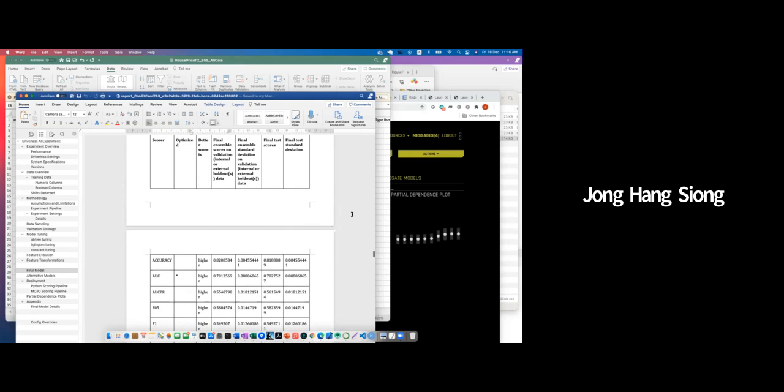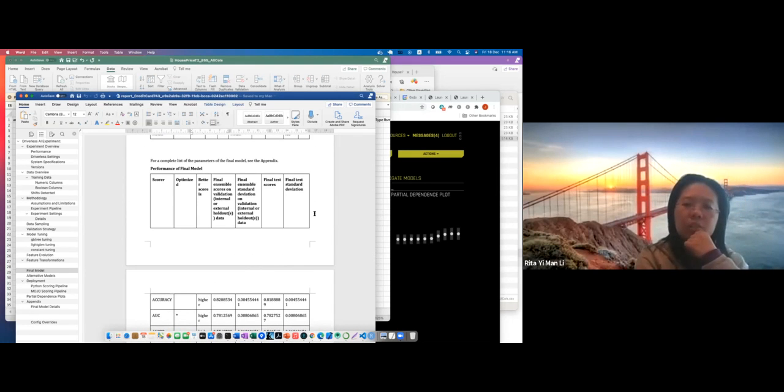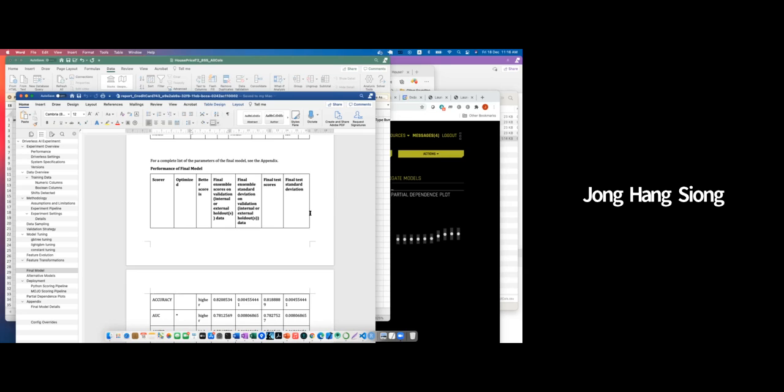So how about Shapley value? How does Shapley value allow us to know whether or not that is a good model or a bad model? Okay, Shapley value does not tell you whether it is a good model or a bad model.